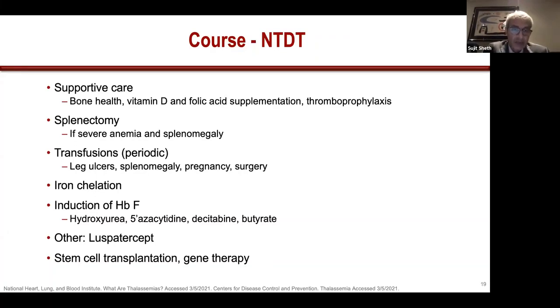Induction of fetal hemoglobin has been tried by pharmacologic means. Hydroxyurea, 5-azacitidine, decitabine, and butyrate have all been used with varying success.